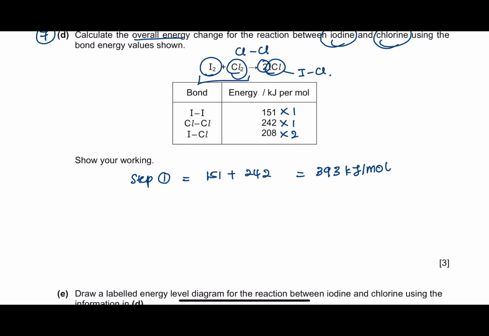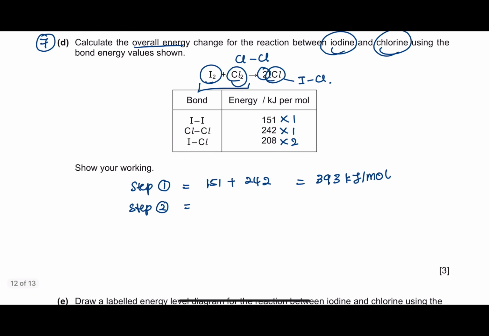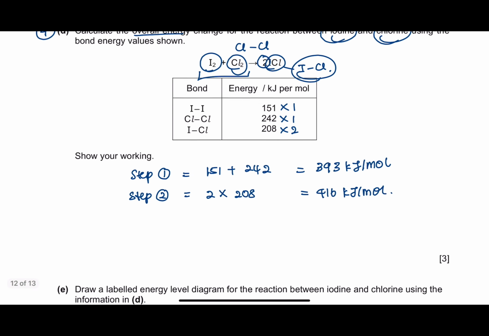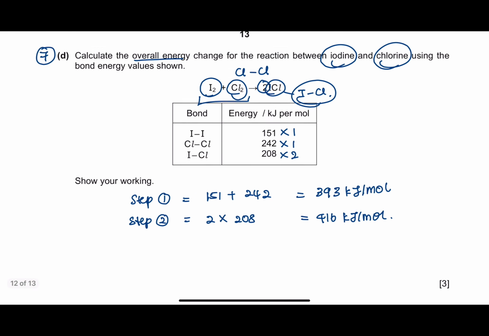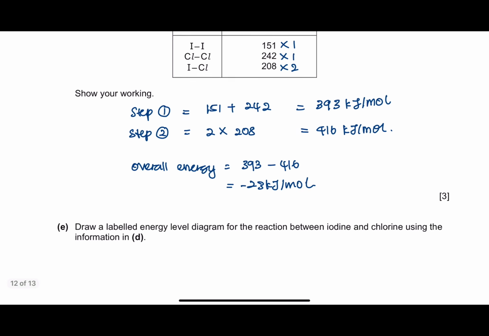And the second step would be to find the energy needed when the bonds are being formed, which is in your product, giving you a value of 416 kilojoule per mole. So in order to find your overall energy, you need to minus them. This would give you a value of negative 23 kilojoule per mole.